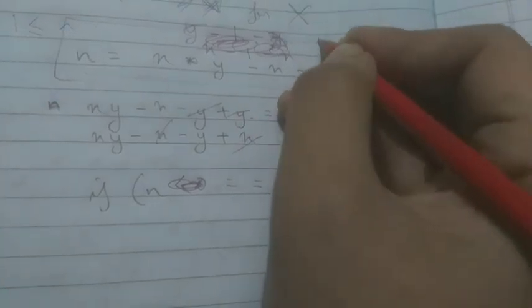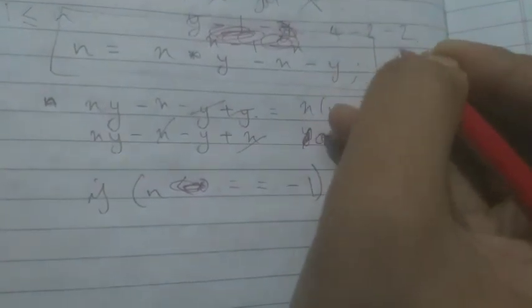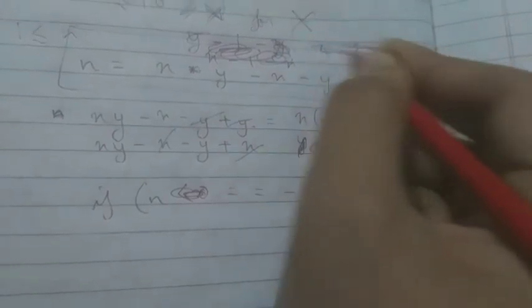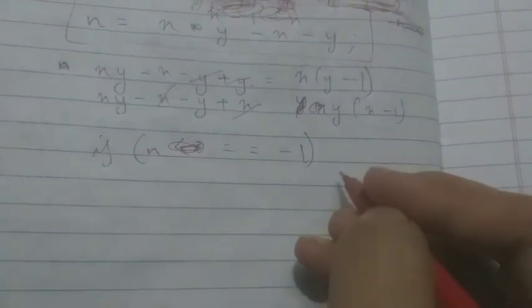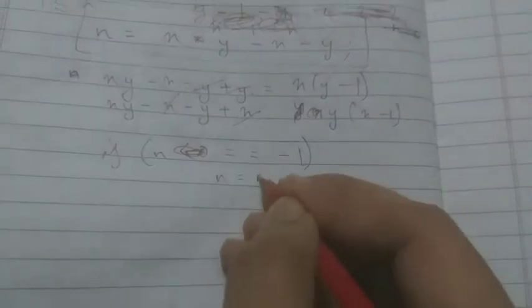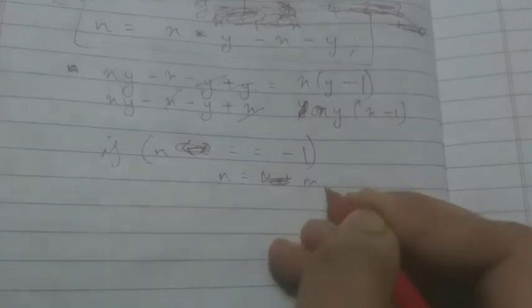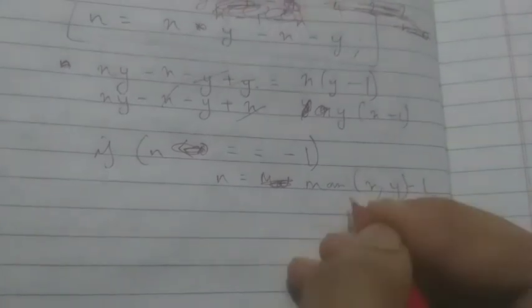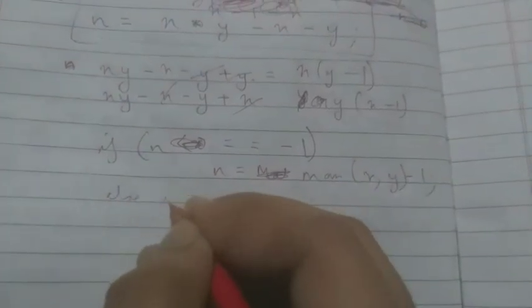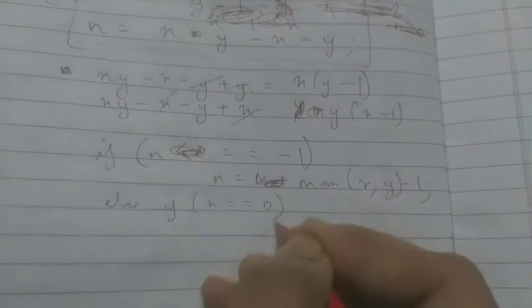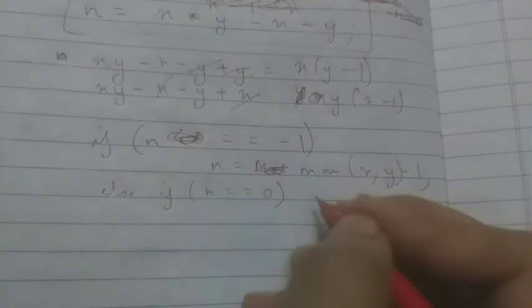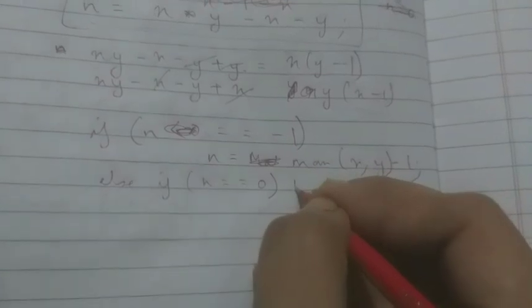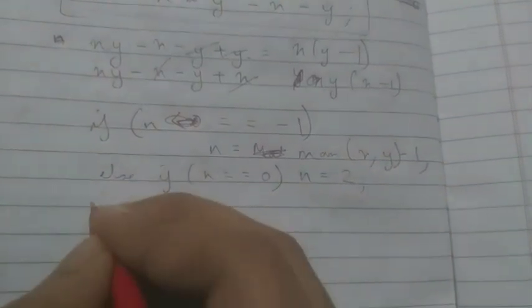And if x and y are both equal to 2, then that becomes 4 minus 2 minus 2, that is n equals 0. So in both these cases it is not possible. So if n is equal to minus 1, we can do one thing, make n equal to the maximum of x comma y, minus 1. I will tell you why. And else, if n is equal to 0, that is both are equal to 2, in that case we know n is equal to 2, which won't make a change.